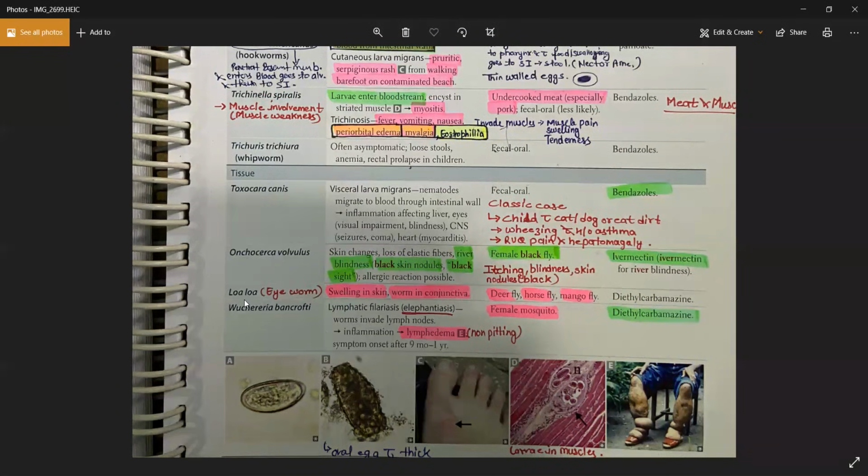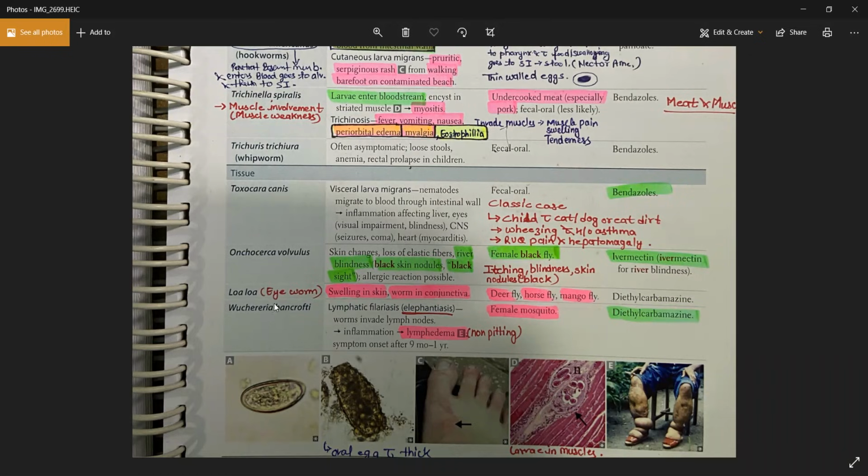Then comes the Loa Loa, and the only thing that you need to remember is the eye worm. You can even see the worm in the eye of the patient. So whenever a question stem describes a case of a patient who is having conjunctivitis, or maybe the blindness, and they will show you a photograph in which they have shown this larva within the eye of the patient.